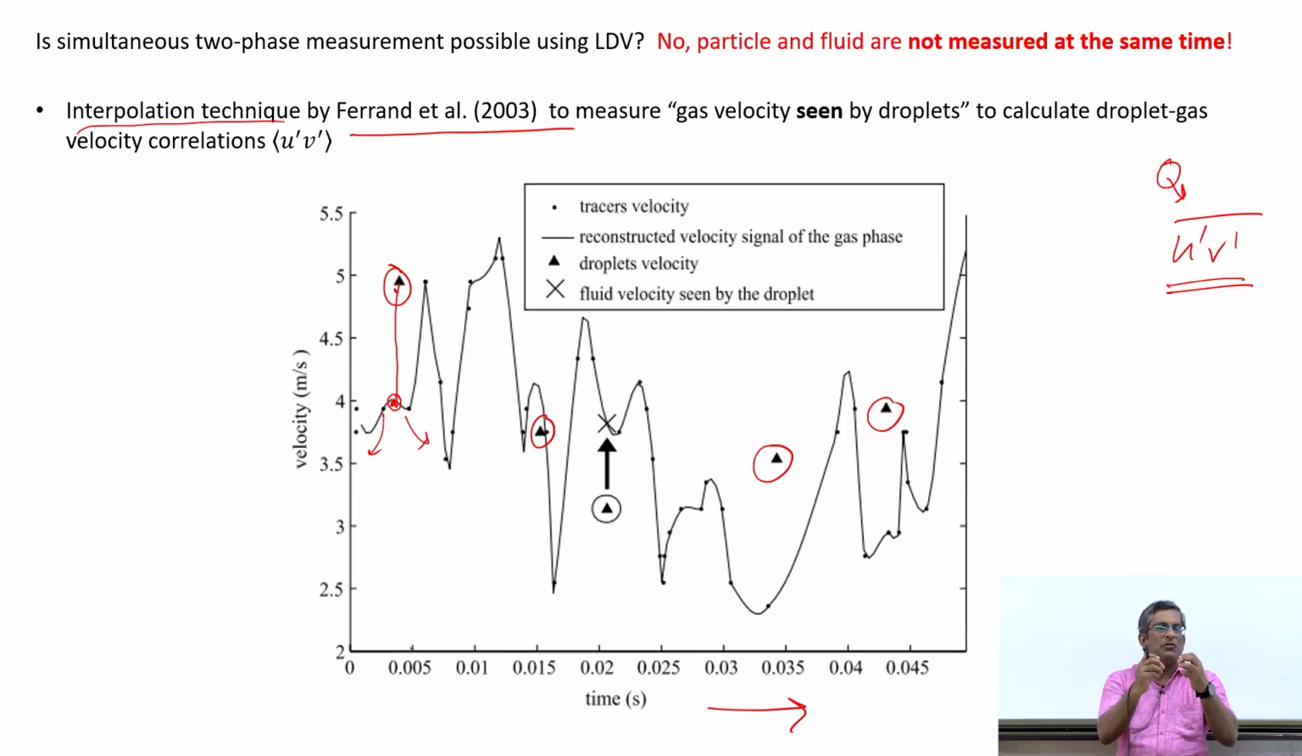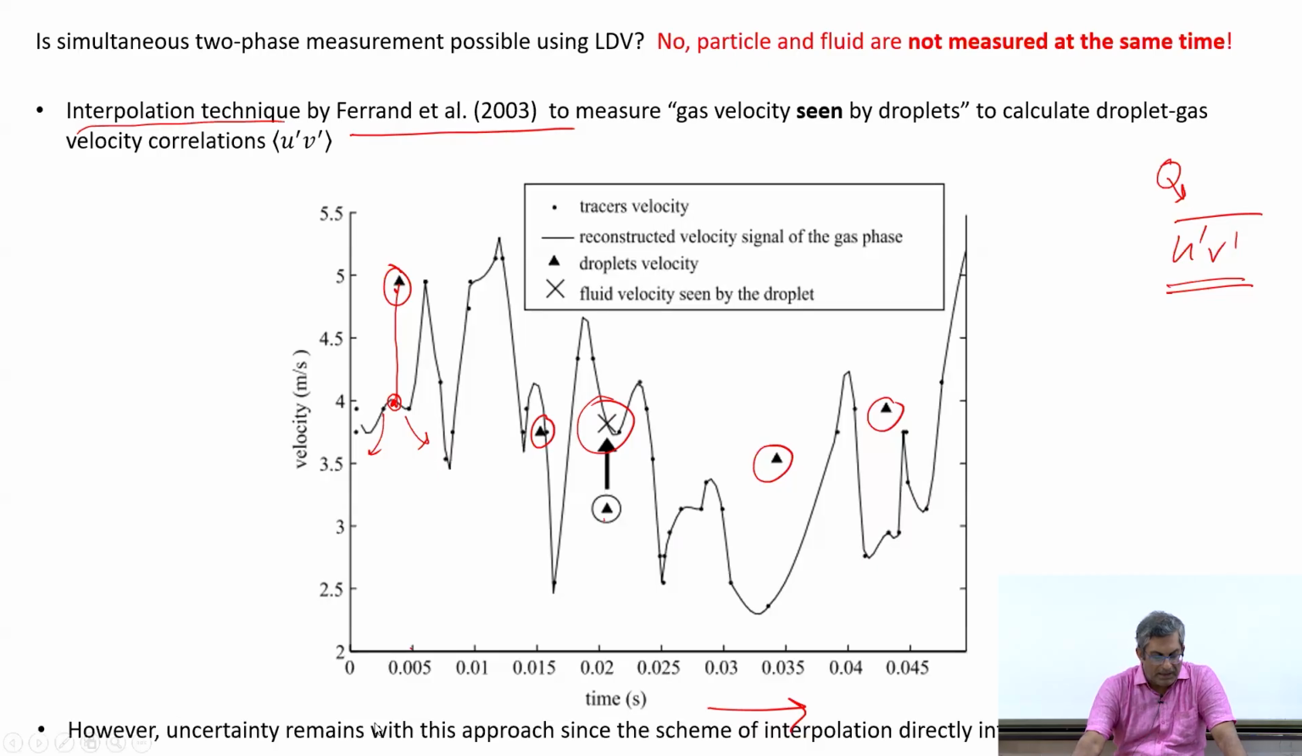So, basically you have discrete data. Now, at some point you have measured a droplet. You want to know at that time what the gas velocity is, which you cannot measure. So, basically you interpolate considering the neighboring values, and that is what they have done. So, you see, for example, this is the gas velocity seen by the droplet.